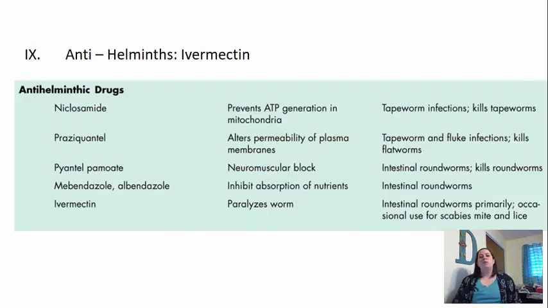The one that is really important is ivermectin. It's down here at the bottom, and the reason it's important is that it paralyzes the worms. When we look here, this is against intestinal roundworms primarily, and it's occasionally also used for scabies mites and also lice. So it has more functions. Some of the others are used for roundworms, but others may be used for tapeworms. But these are different medications that could be given to help fight worm infections.